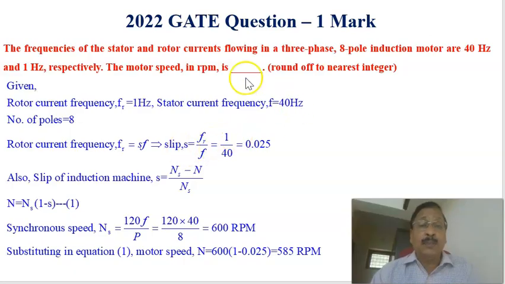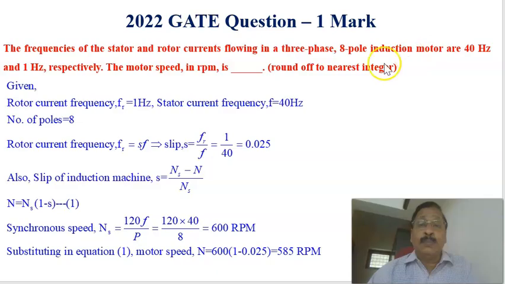Therefore, the slip of the motor is given by the frequency of the rotor current Fr divided by the frequency of the stator current, which is equal to 1 by 40, which is equal to 0.025. Therefore, the slip of the motor is 0.025, or 2.5%. Now, the slip of the motor is defined as ns minus n divided by ns. From this equation, we can find the rotor speed, n equal to ns into 1 minus s. Now, s is calculated and ns is to be calculated.